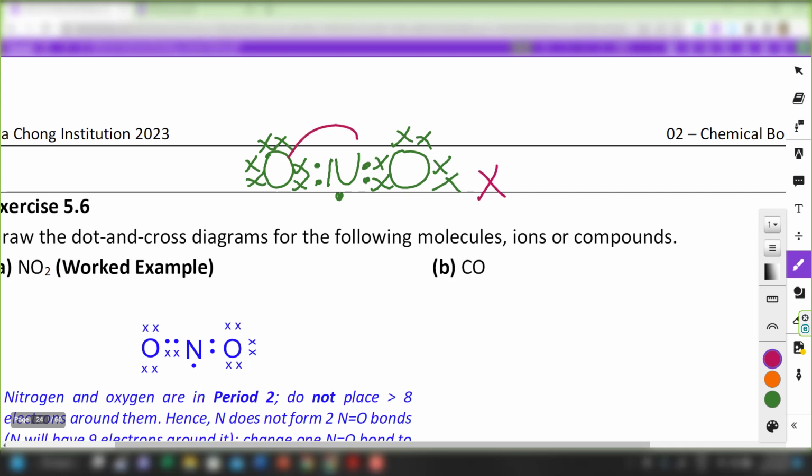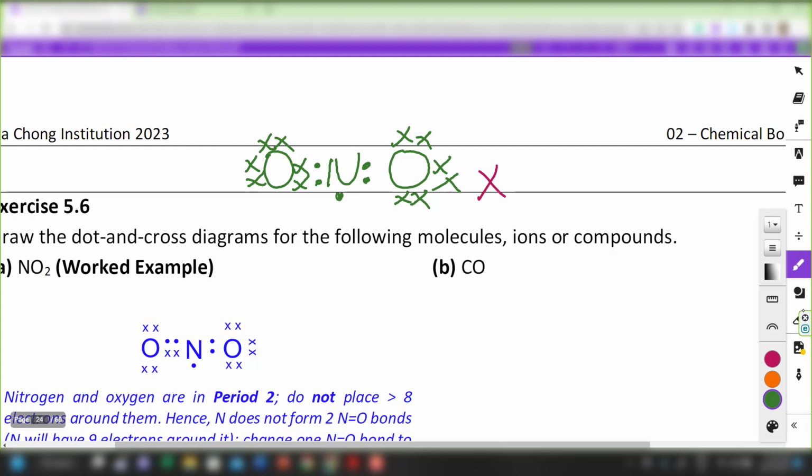Why is that the case? Because there are 9 electrons in the outermost shell of nitrogen, and this is a taboo because nitrogen is in period 2. So what was drawn here is not possible. So what do we do? What we can do is to form a dative covalent bond. So we're just going to remove this, put back the lone pairs here, and that's it. No choice, nitrogen will have only 7 electrons in its outermost shell.